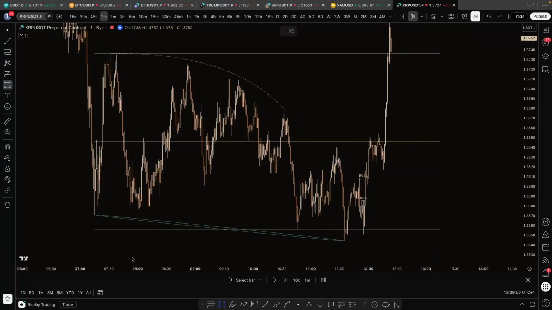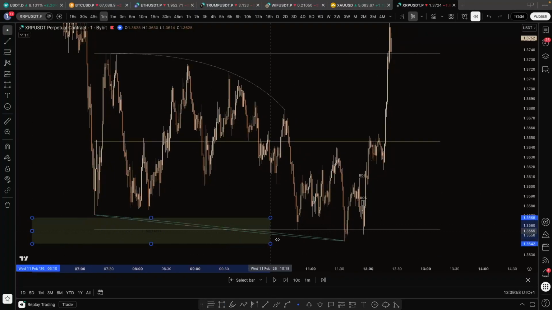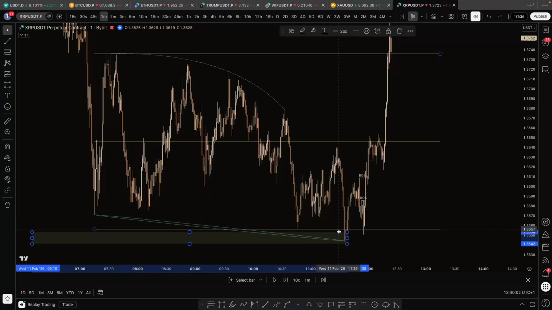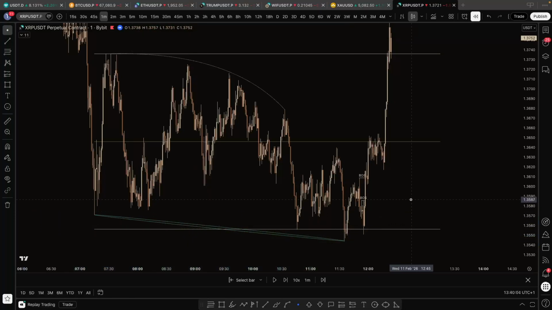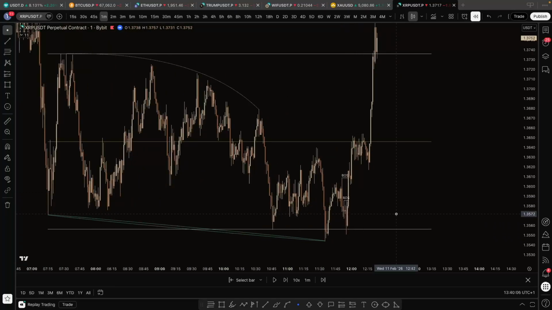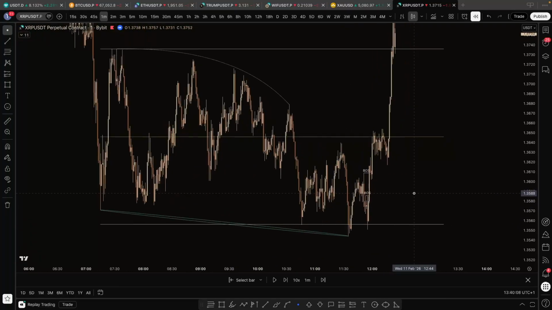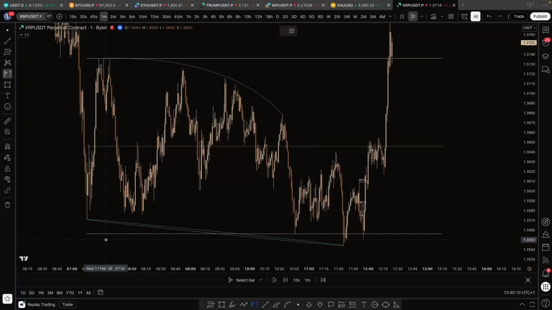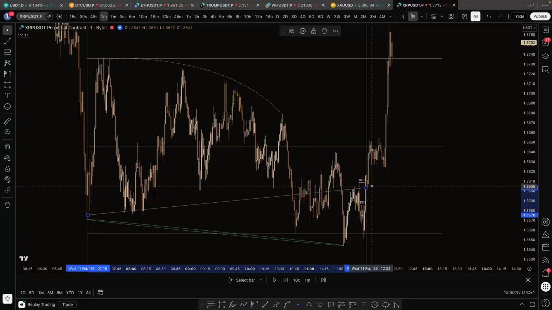So especially if you're in a POI like this, you're in a demand POI, and your last POI is right there, just under there, and you come into a very good POI on the retest. Those are all factors to take in when you're taking a trade.